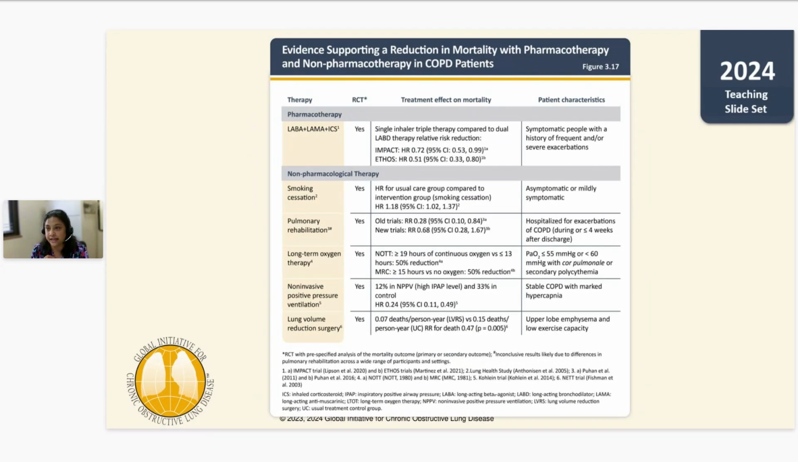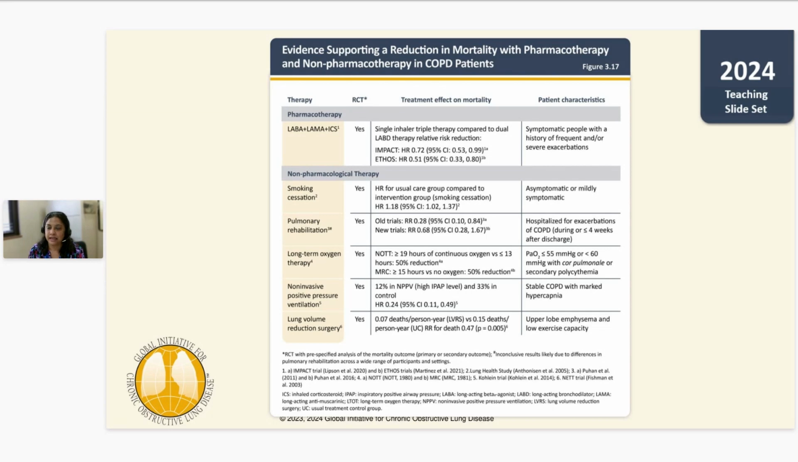The GOLD guidelines do make a point to identify which interventions that we give that are actually effective on mortality for these patients with COPD. So, in symptomatic patients with severe exacerbations, this triple combination therapy in a single inhaler, as compared to just the dual long acting bronchodilator therapy, did have a significant relative risk reduction in these two trials. But again, only in the most severe patients and symptomatic.